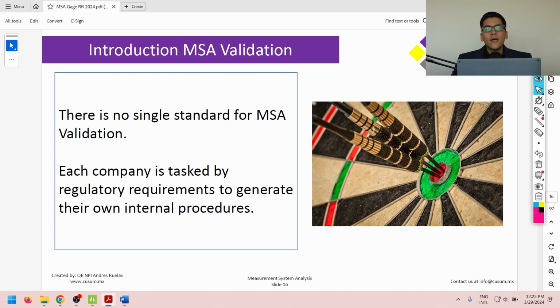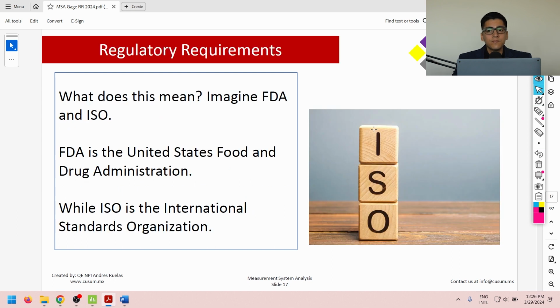Now, for MSA validation, measurement system analysis, there is no set international regulatory body or standard that must be followed. Instead, each company is tasked with creating their own regulatory requirement and their own internal procedures. It will also vary by country and area of operation. So what do we mean by this? We're going to talk about medical device manufacturing, but this also applies to aerospace or automotive.